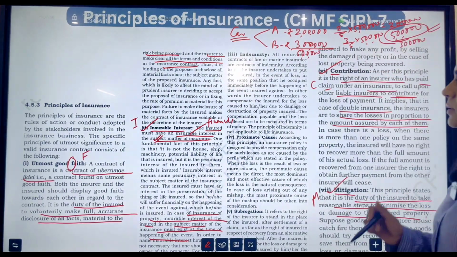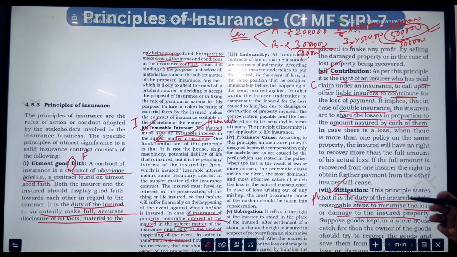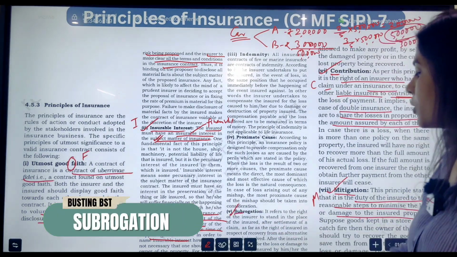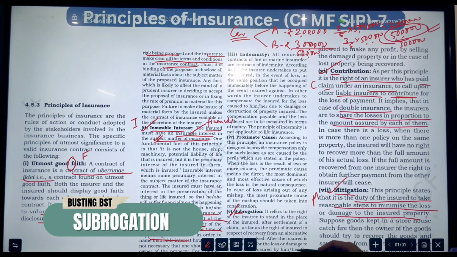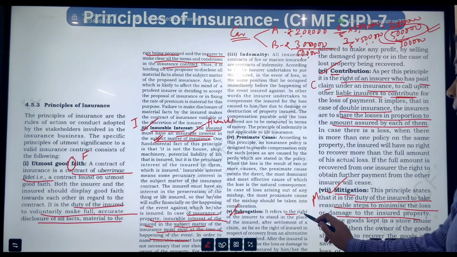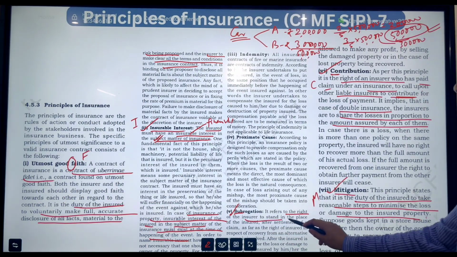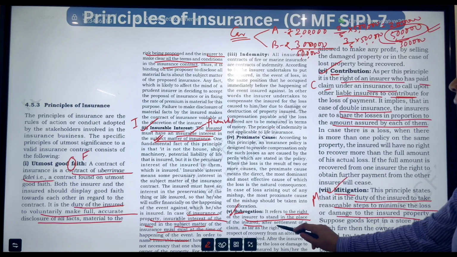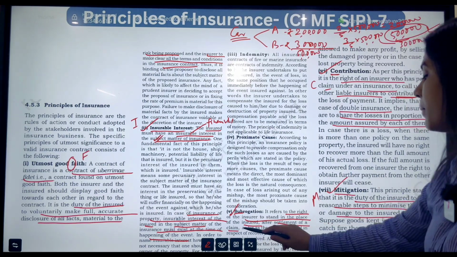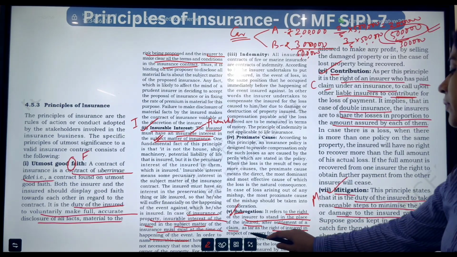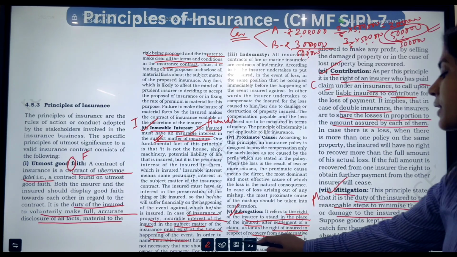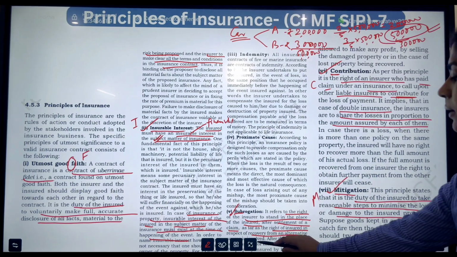So let us now move to the next three principles, S, I and P, where S stands for the principle of subrogation. It refers to the right of the insurer to stand in place of the insured after settlement of the claim, as far as the right of the insured in respect of recovery from all alternative sources is concerned.